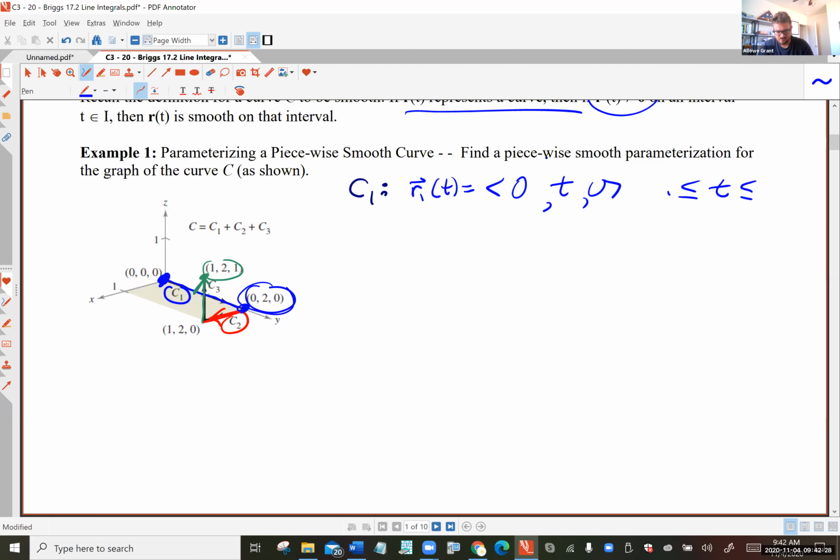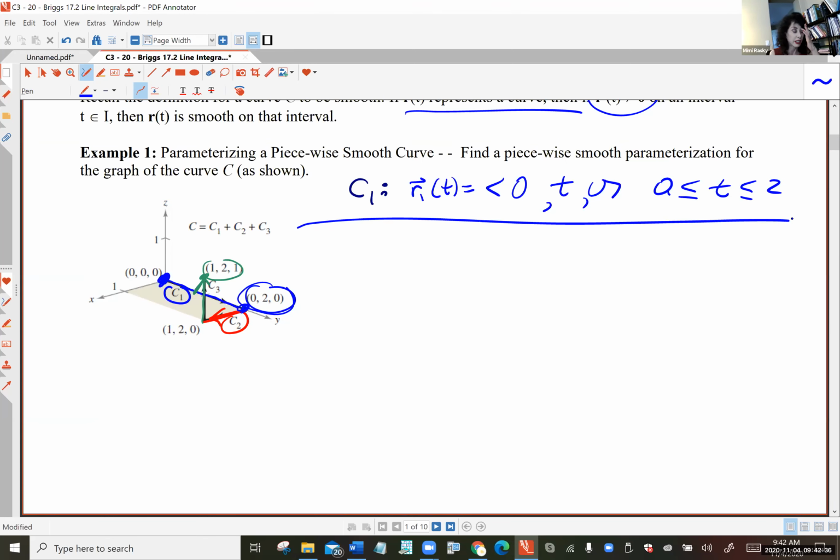Exactly. So you're just going to go, well, I'm just going to have time go from 0 to 2 seconds, and boom, you're done. So I just got done parameterizing the first leg of my journey. Congratulations if you understood that. It's not that hard. Okay, let's do the second leg of the journey, the red.